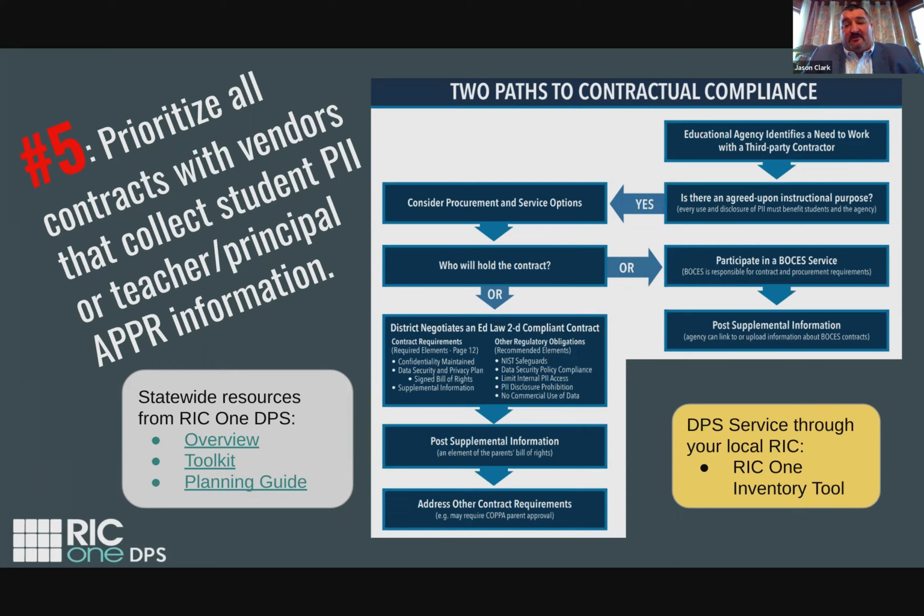The other way that our districts are becoming compliant with the law is if they purchase through a COSER at a BOCES or Regional Information Center. When that happens, the BOCES and the RIC, the Regional Information Centers, enter into the contract on behalf of the district. So if they buy it through a COSER, they're all set.